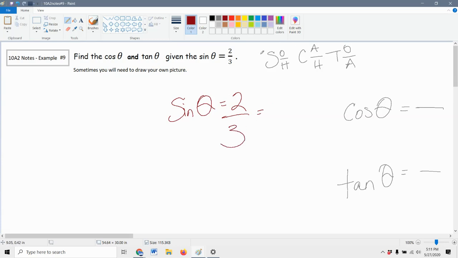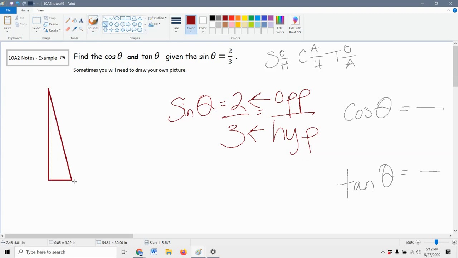And from our trig identity, we know that means that is the same as the opposite over the hypotenuse. And once we have written our trig identity, very easy to see that that opposite side would be 2 long, the hypotenuse would be 3 long. Now let's go ahead and draw our triangle.